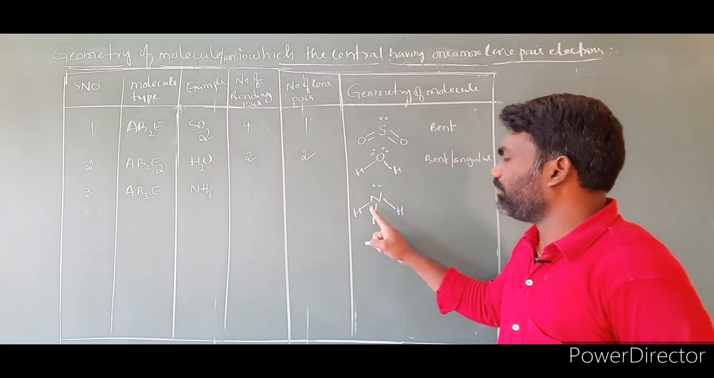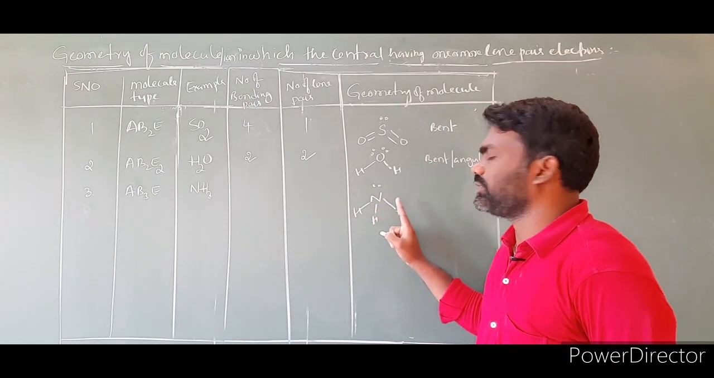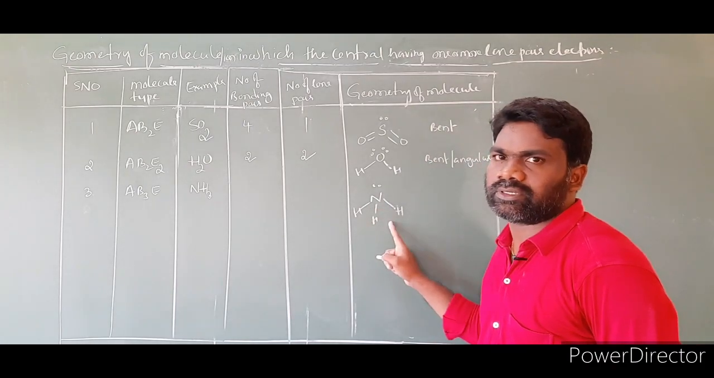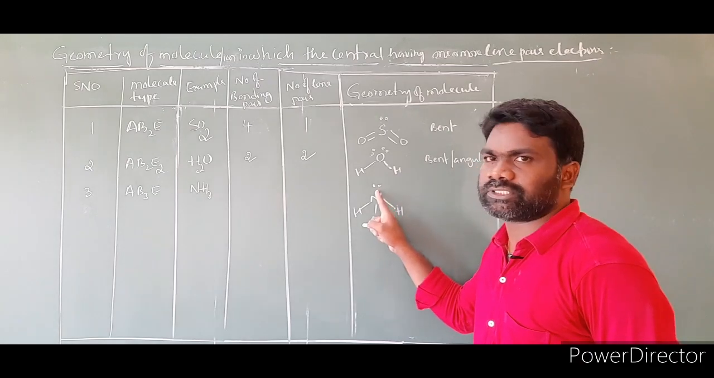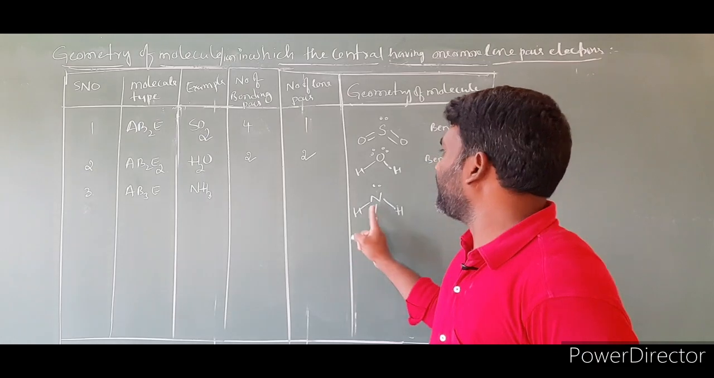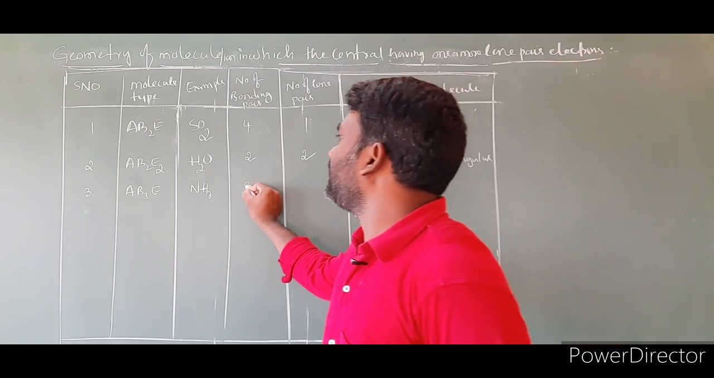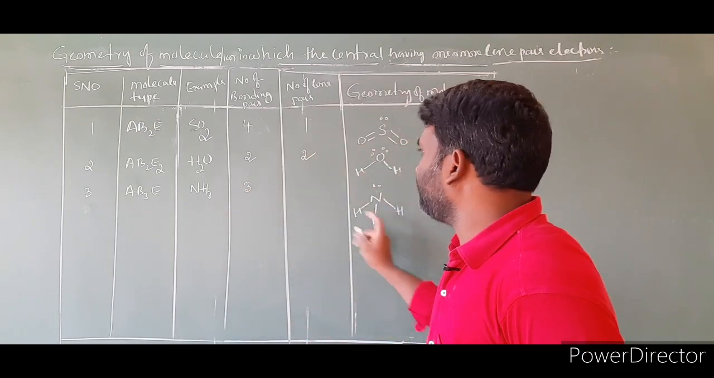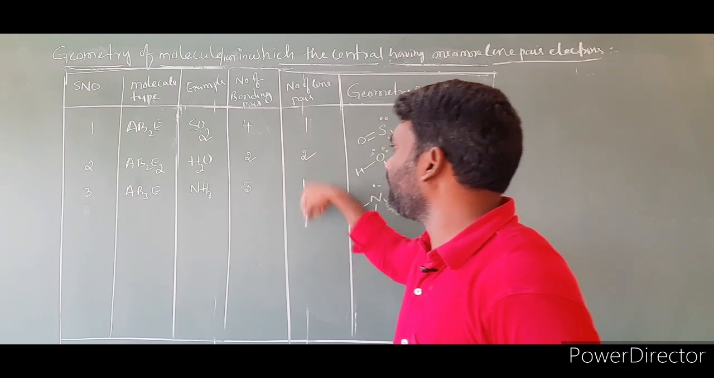Clear. Now the number of bond pairs: 1, 2, 3. The number of bond pairs in this molecule is equal to how many? 3. The number of lone pairs is how many? 1. The number of lone pairs is 1, and the number of bond pairs is 3. Now write: the number of bond pairs in this molecule is 3, and the number of lone pairs is only 1.